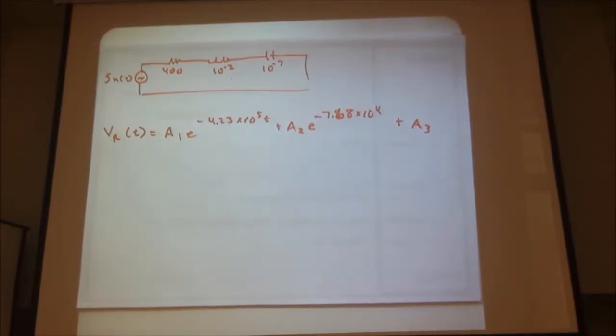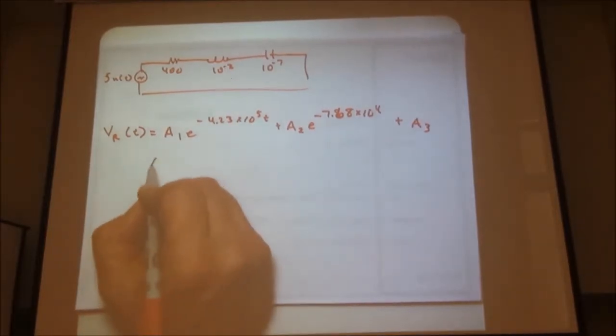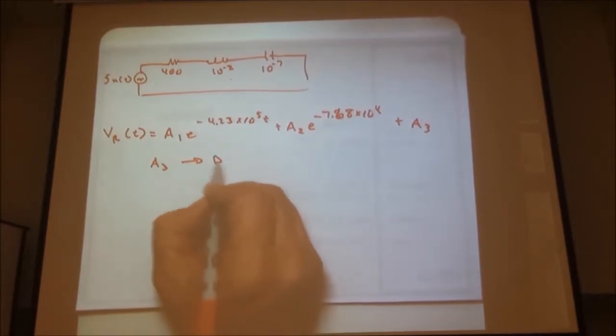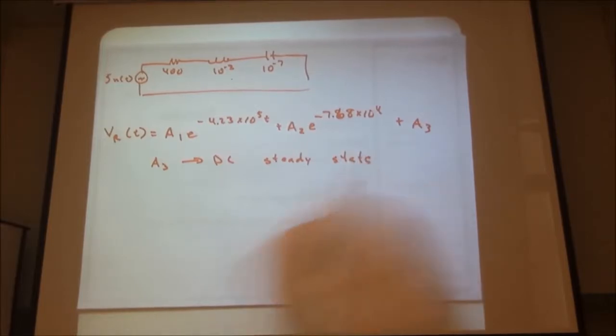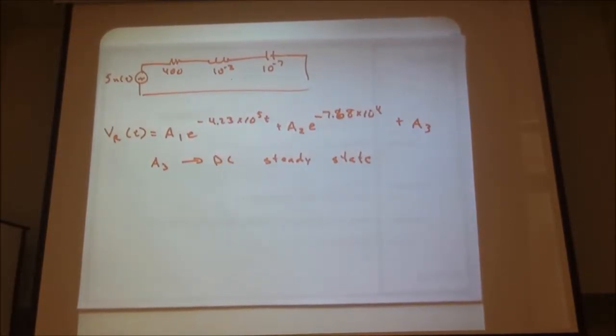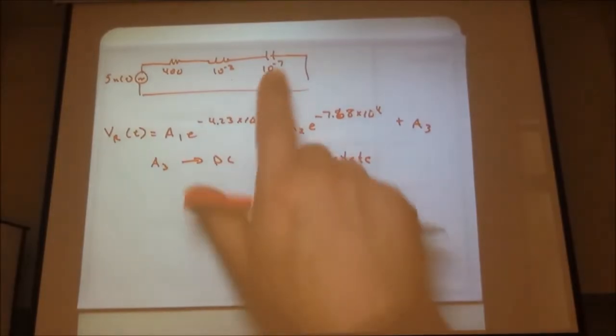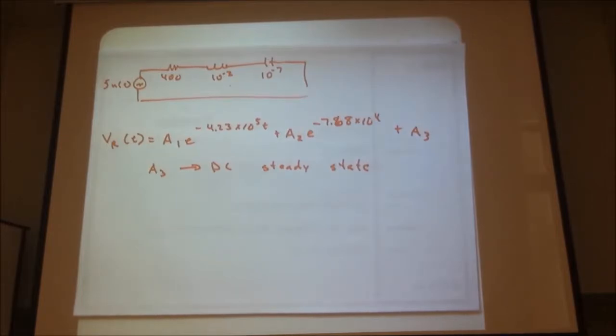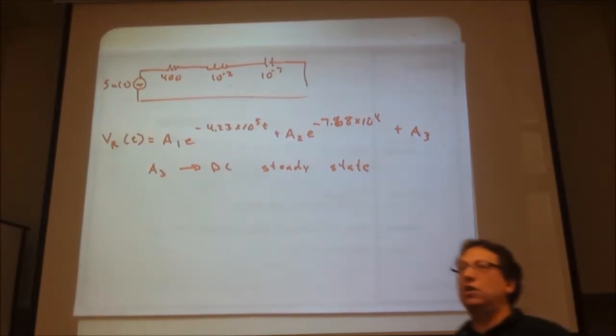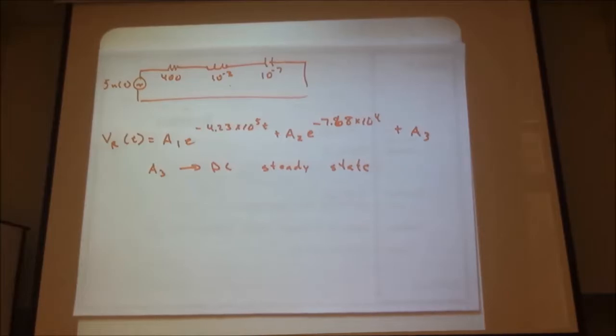Well, how do I find A1 and A2, and A3 for that matter? Well, the same procedure. A3 from the DC steady state. And what's that in this case? If we're looking at the voltage across the resistor, what's the steady state voltage across the resistor? 0. Right? As we let it go to steady state, the capacitor opens, the inductor shorts. Because the capacitor is open, once again, no current is flowing, so A3 in this case is 0.